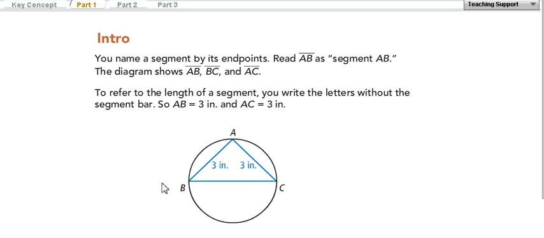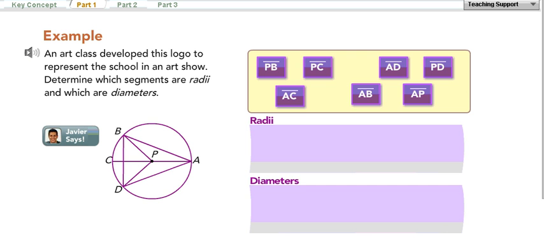To make sure that we cover some vocabulary as well, please note that AB is not a radius because it does not go through the center point. We would just call this a chord. And when we're writing line segments, we put the little line above so that we know we're talking about a line segment.